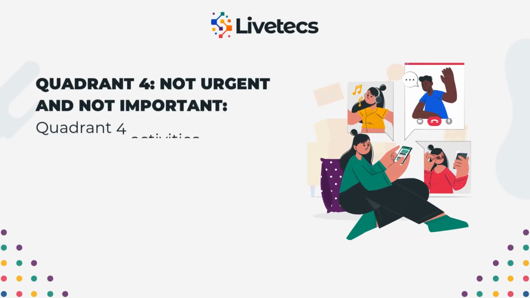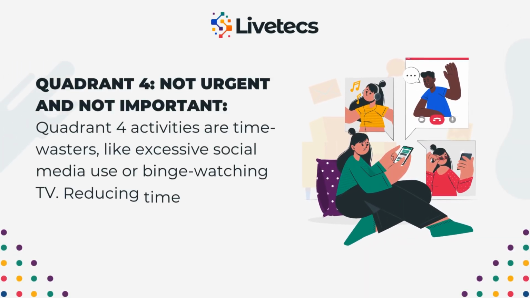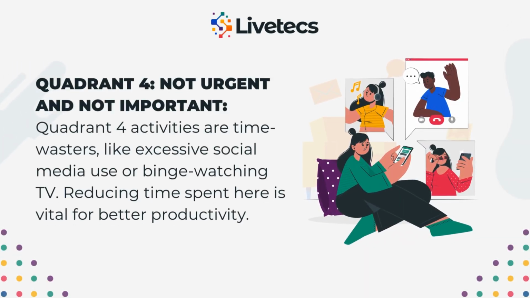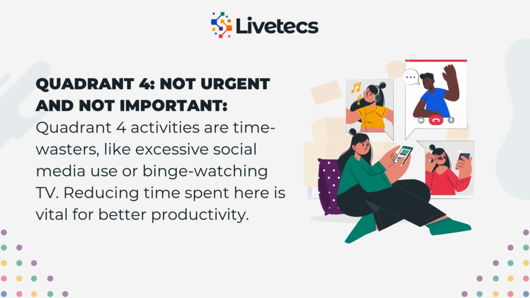Quadrant 4, not urgent and not important. Quadrant 4 activities are time wasters, like excessive social media use or binge-watching TV. Reducing time spent here is vital for better productivity.